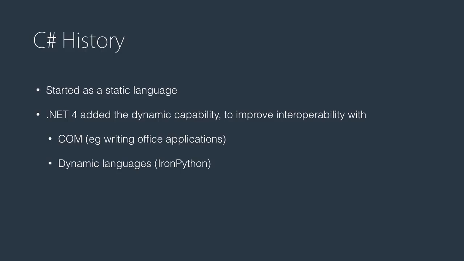Now, C# started as a static language, but in .NET Framework version 4, they added dynamic capability to it. And the intention was to improve interoperability with COM or dynamic languages in .NET like Iron Python. If you're writing code for Microsoft Office applications such as Word or Excel, dynamic is a feature that is going to help you a lot. Without dynamics, you have to use reflection. What is reflection? Reflection is a way to inspect the metadata about a type and access properties and methods.